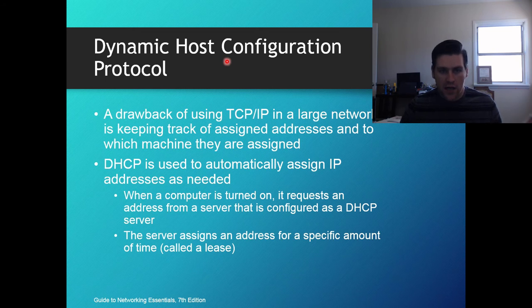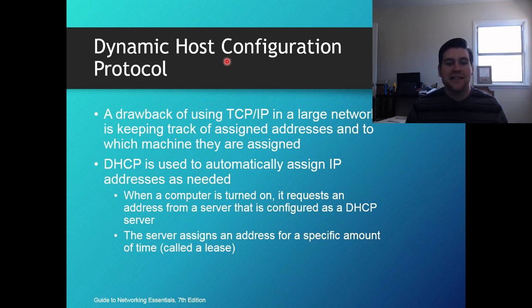Okay, so when a device is turned on, a computer or a client on a network, it's going to automatically request an IP address from a DHCP server. Okay, we're going to look at how this is done. It's very important. This is crucial. And then the server assigns an address for a specific amount of time. That amount of time is known as a lease.